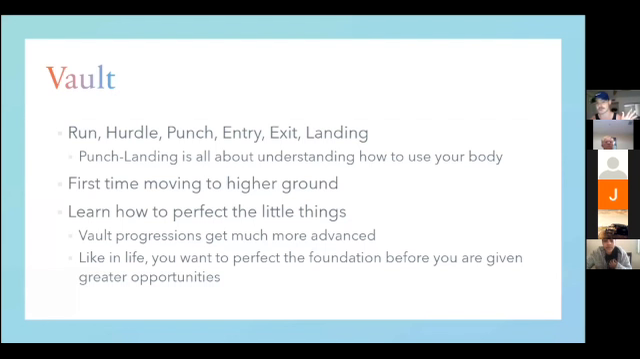This one is just a review. The first thing we talked about this year was vault. So remember, vault had those 6 steps. It was the run, hurdle, the punch, entry, exit, and landing. So just for an example, I took one of the things out of those 6 and said that punch through the landing is all about understanding how to use your body. So you can't punch properly, enter a vault table, exit correctly, and land unless you understand how to use your body. You engage your shoulders and block, bend your knees on your landing.